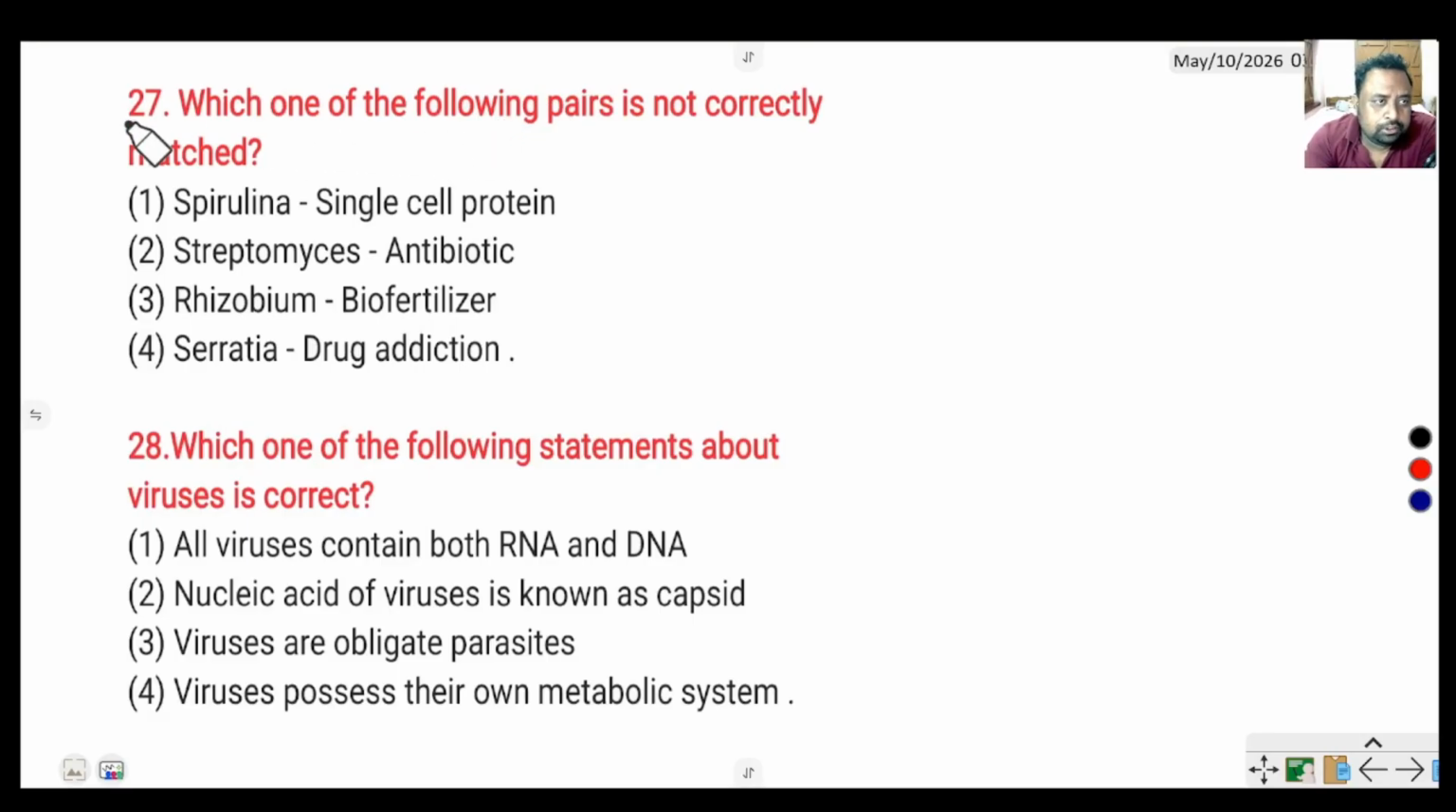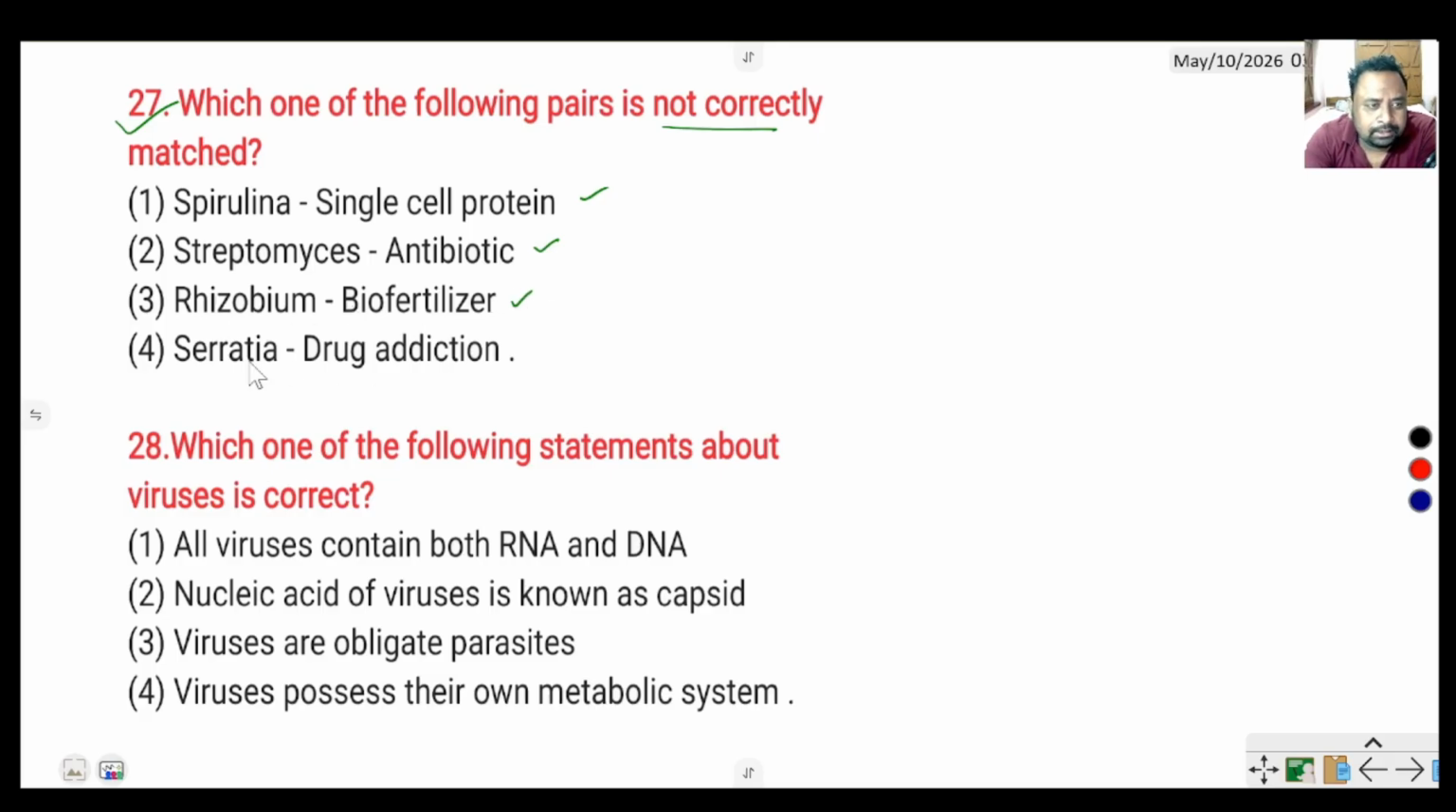Next question, question number 27. Which one of the following pairs is not correctly matched? First, Spirulina, single cell protein. This is the correct option. Streptomyces, the antibiotic producing organism: streptomycin, neomycin, kanamycin, gentamicin, etc. Rhizobium is a biofertilizer that fixes atmospheric nitrogen.